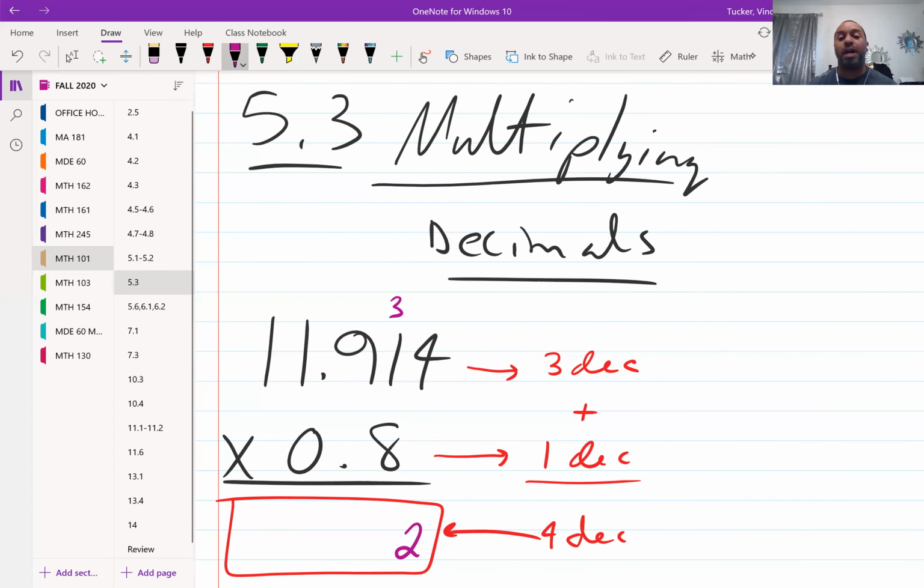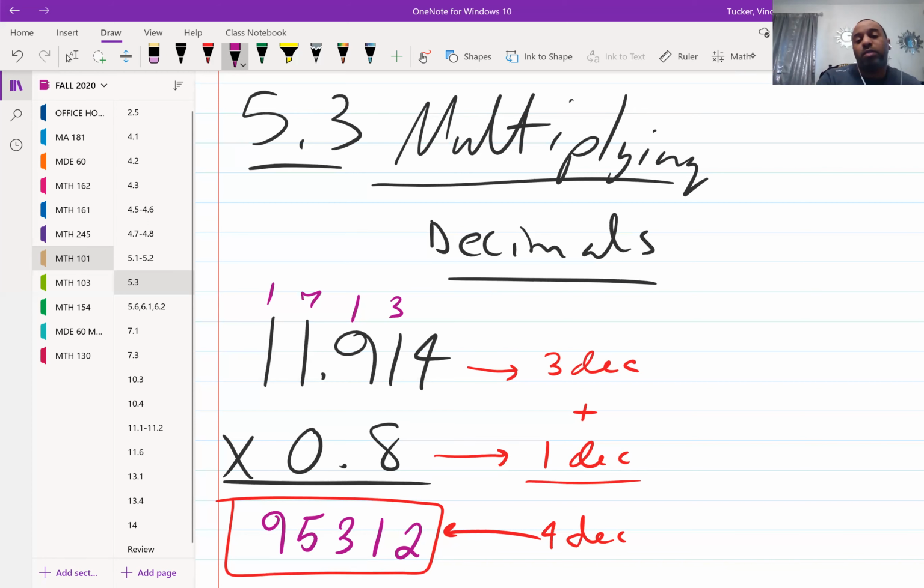So right now we're going to multiply as if those decimals were not there. Once again, addition and subtraction, you have to line your numbers up according to place value and decimals. When you're talking about multiplying and dividing, you're really ignoring the decimal initially, and then you go through the process, and then we'll come back to our decimals. So 8 times 4 is 32, carry a 3. 8 times 1 is 8, plus 3 is 11, carry a 1. 8 times 9 is 72, plus 1 would be 73, carry a 7. 8 times 1 is 8, plus 7 is 15, carry a 1. 8 times 1 is 8, plus 1 is 9.